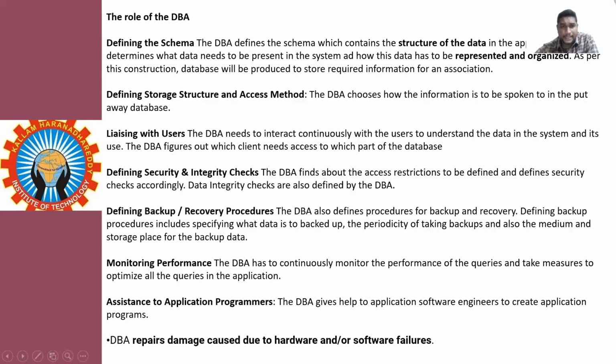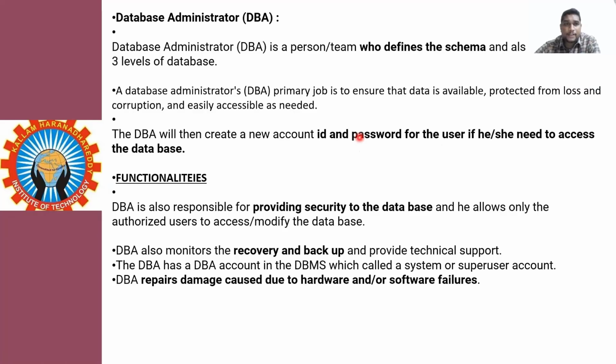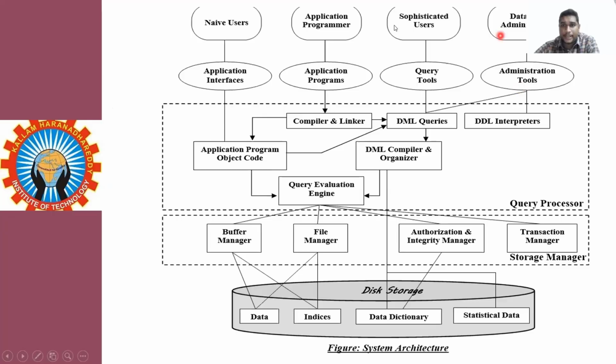Okay, next, so the role of the DBA means first one is defining the schema, next accessing data, next liaising with the users, next security and integrity checks and backup, monitoring performance, next assistance to application programmers and failure of any hardware and software. Okay, this can be written. Okay, I hope you understand the concept of various users. Okay, next, coming to this one, this is completed.